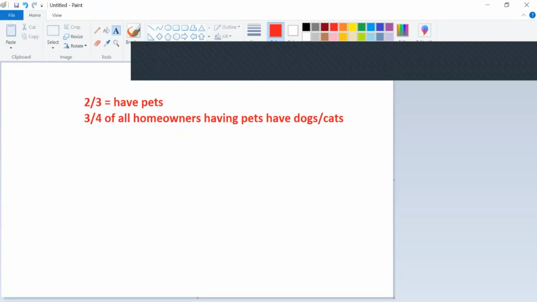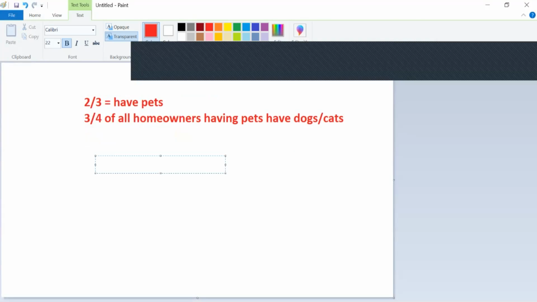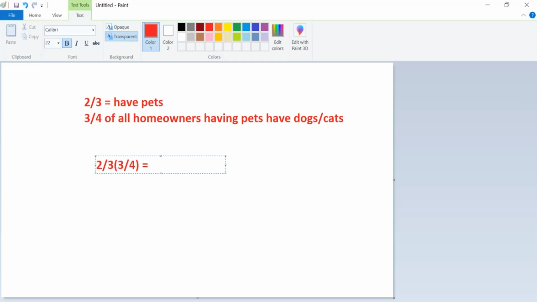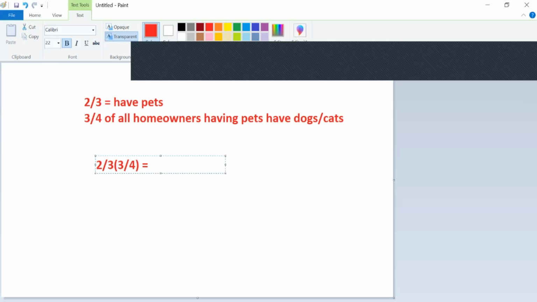So all you do is you take the 2/3 and multiply it by the 3/4. That's all you've got to do. We're just multiplying, because it says 3/4 of all the people who have pets. Does that make sense? So you just multiply the 2/3 times the 3/4. Yeah, makes sense.